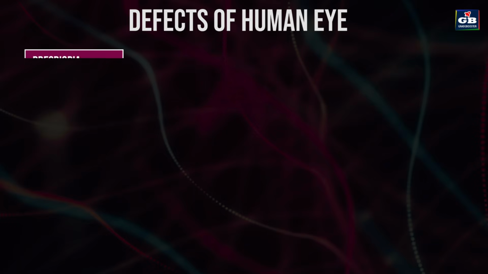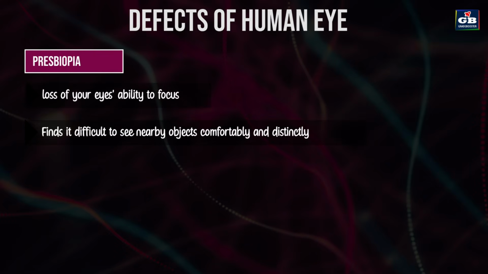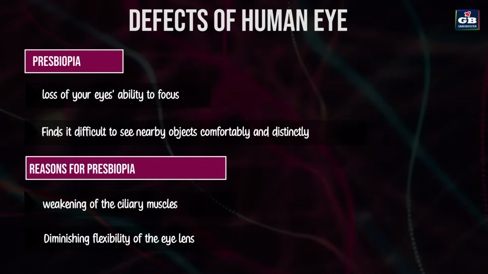Next one, presbyopia. Presbyopia is the gradual loss of your eye's ability to focus on nearby objects. They find it difficult to see nearby objects comfortably and distinctly without corrective eyeglasses. This defect arises due to the gradual weakening of the ciliary muscles and diminishing flexibility of the eye lens.